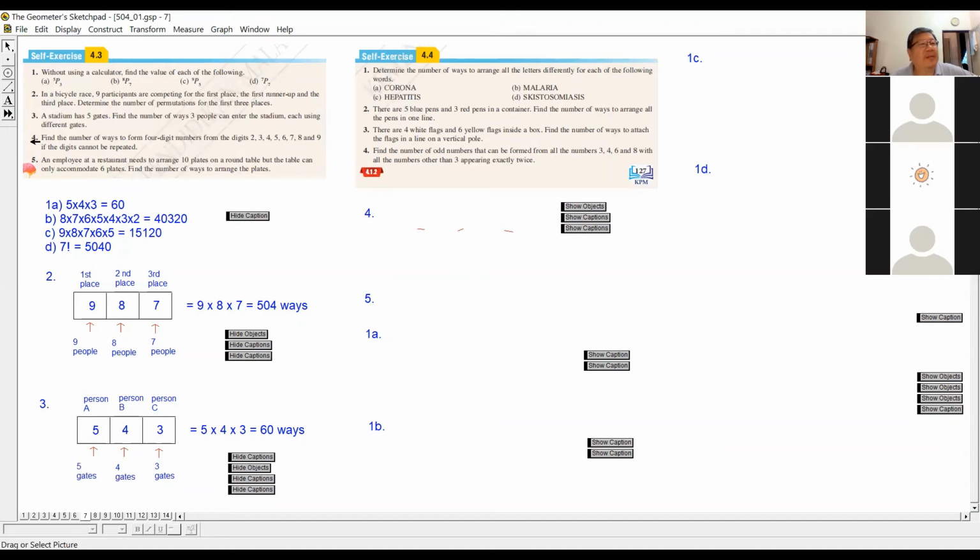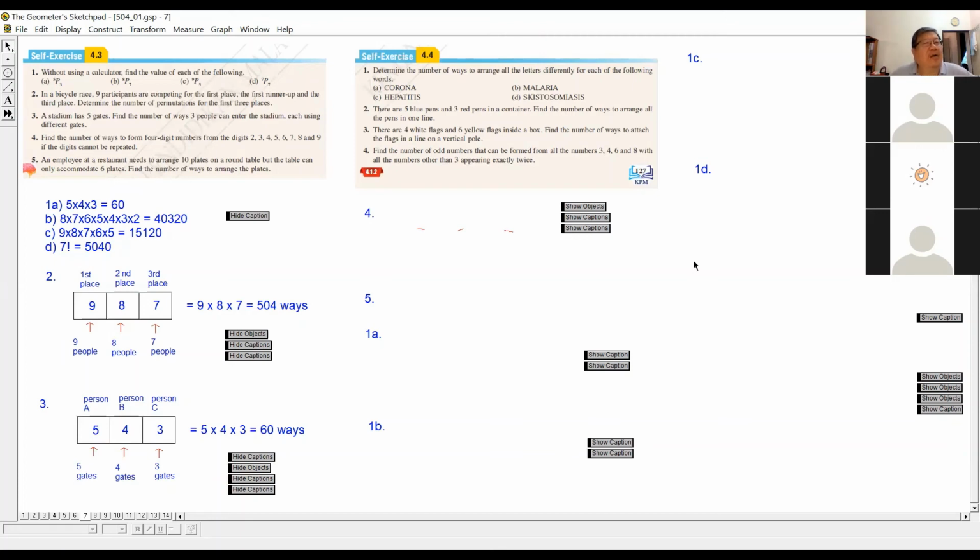Okay, question number 4. Can you read question number 4? Find the number of ways to form a 4-digit number from the digits 2, 3, 4, 5, 6, 7, 8, and 9 if the digits cannot be repeated.